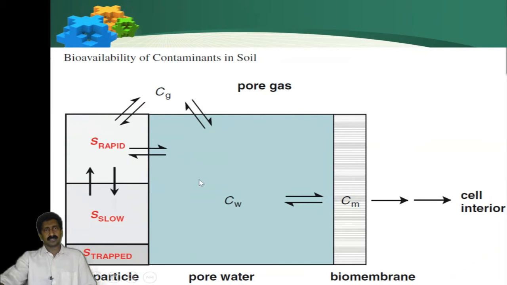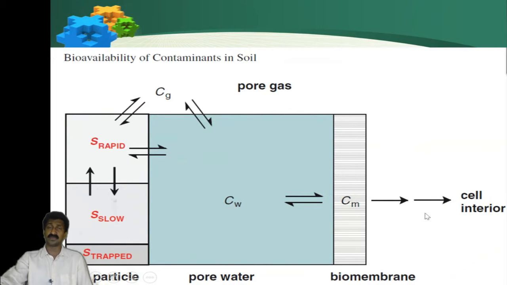Regarding the availability of these compounds in the soil, we have trapped, slowly available, or rapidly available compounds. The contaminants present in the soil may be available in the gaseous phase, that is the concentration in the gas phase, then the contaminant in the water phase. In the soil itself, there will be water carrying these contaminants in the gas and water phase. In both phases, these contaminants will be taken out, and subsequently transported through the biological membranes to the cell interior.